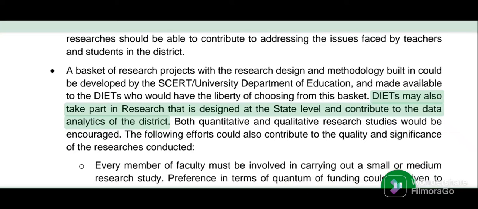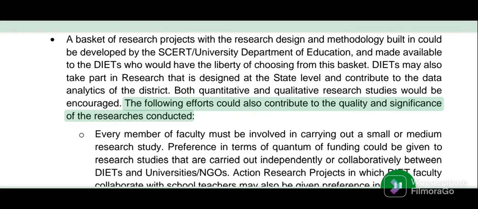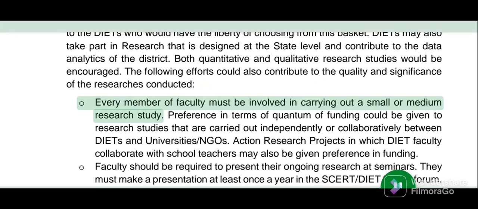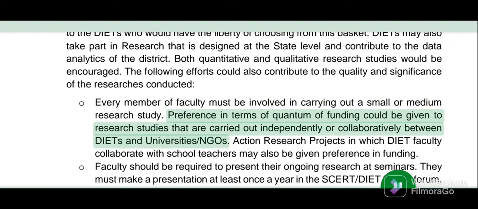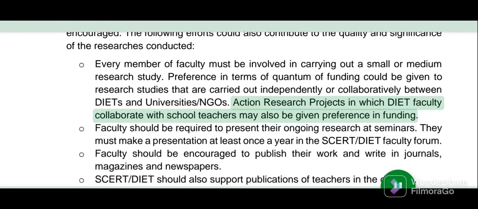DIETs may also take part in research that is designed at the state level and contribute to the data analytics of the district. Both quantitative and qualitative research studies would be encouraged. The following efforts could also contribute to the quality and significance of the researches conducted. Every member of faculty must be involved in carrying out a small or medium research study. Preference in terms of quantum of funding could be given to research studies that are carried out independently or collaboratively between DIETs and universities, NGOs. Action research projects in which DIET faculty collaborate with school teachers may also be given preference in funding.